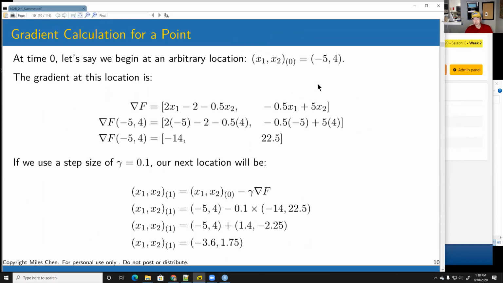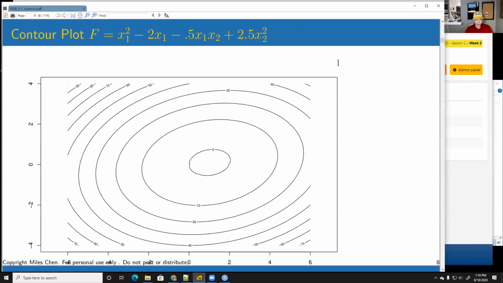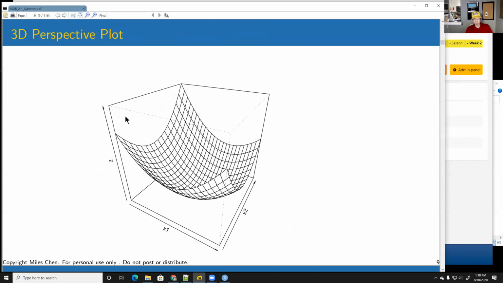So let's say we start at this location, -5, 4, which is right up here in this top corner. We put a dot right here, and we say, all right, which way is uphill? If this is the bottom of the hill, uphill goes in this direction. Which way is the steepest descent? This is going to be uphill, and we're going to go in the opposite direction, which will point in this direction, which is downhill.